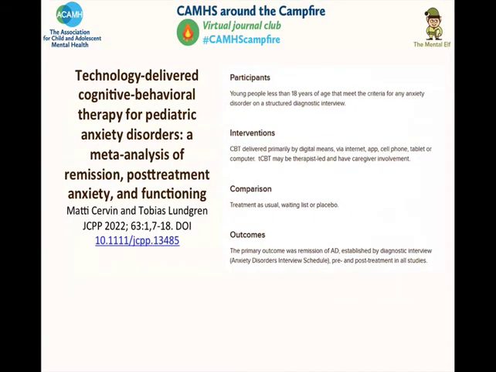And in this case, the reviewers focused on a primary outcome of remission of the anxiety disorder, again defined by diagnostic interview, so that's quite good, using the same sort of method before and after. And the outcome was measured immediately after the treatment course was completed.